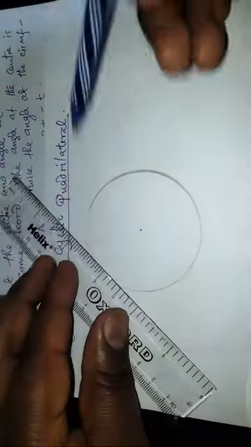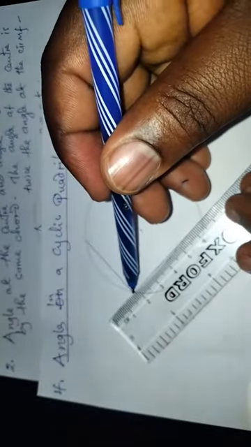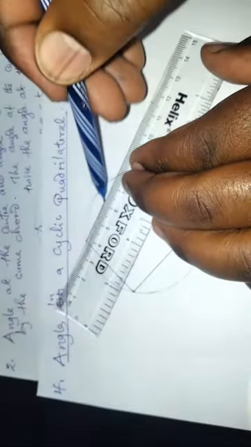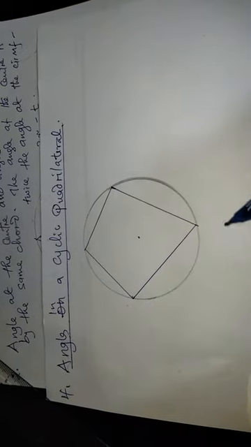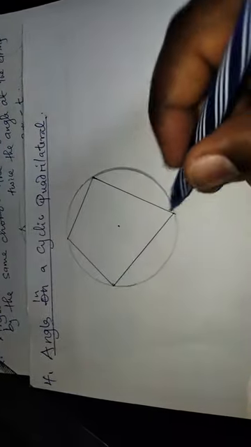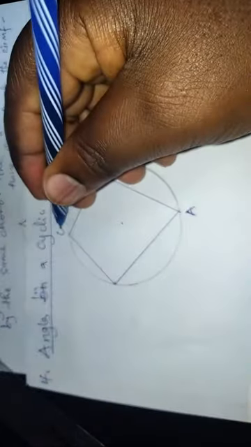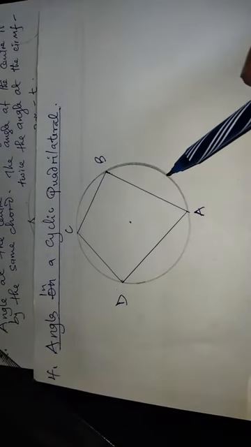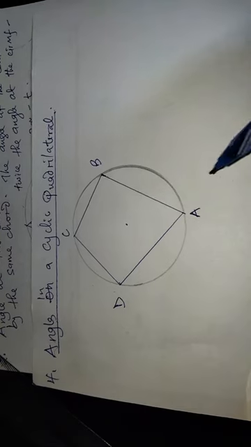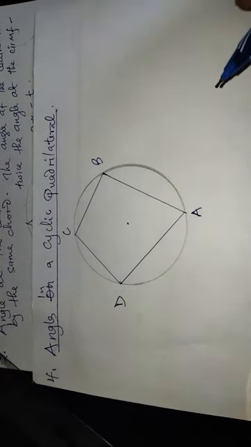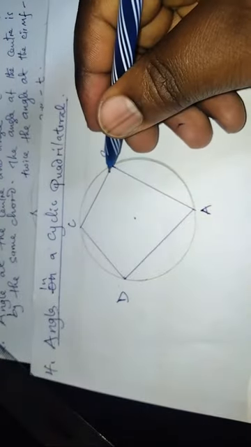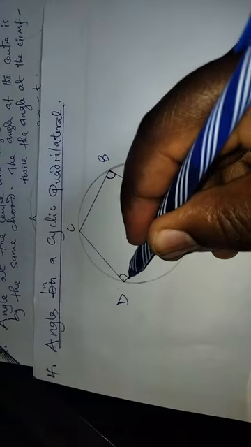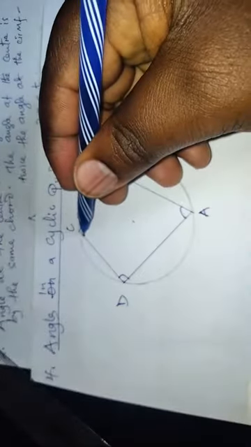If we get a 4-sided figure such that this is a side and this is another side, then we got the last side here. It's 4-sided and all the vertices are touching the circumference of the circle. We can have it as A, B, C, D. So we call it a cyclic quadrilateral, A, B, C, D. In this cyclic quadrilateral, there are some principles or some properties which govern the angles in such a figure. Therefore, we say the angle at B is opposite to the angle at D. The angle at A is opposite to the angle at C.